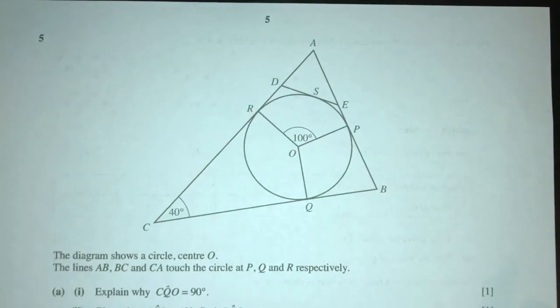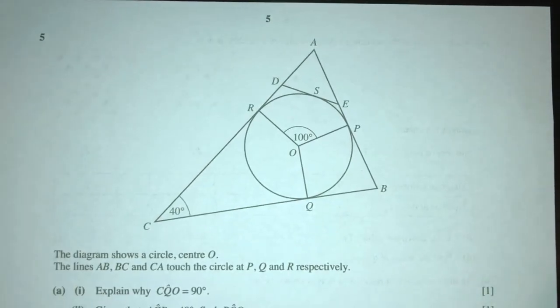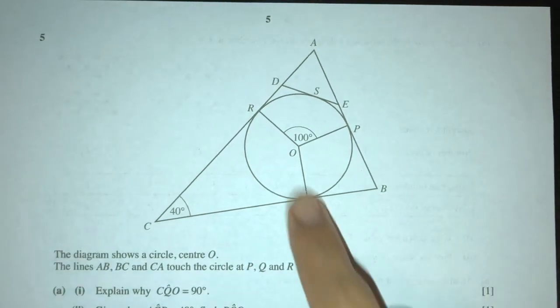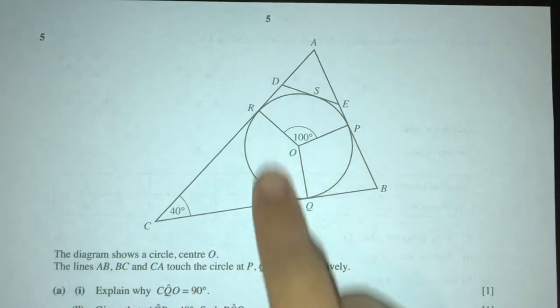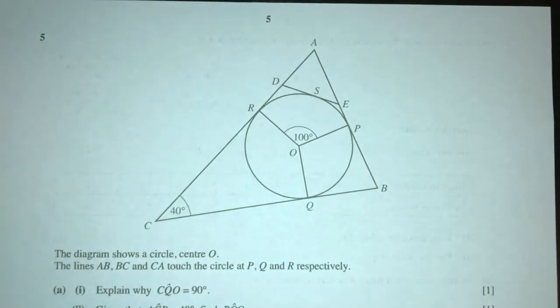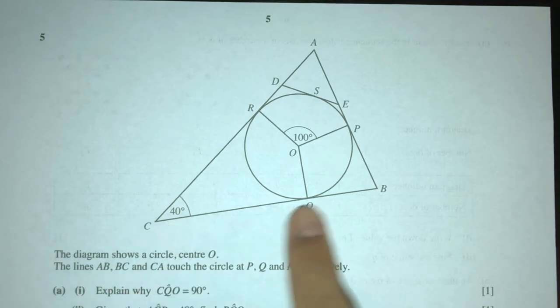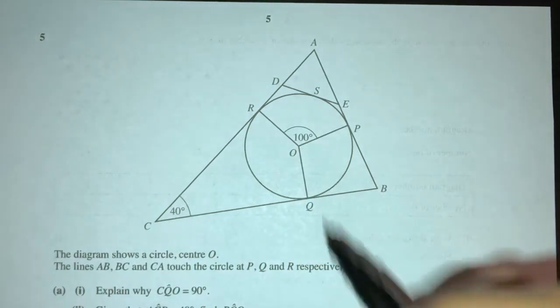Let's move on to question number 5. So here we have triangle ABC, and we have a circle inside touching R, P, and Q, right? So this is circle center O. Now let's see what information we have. So first thing is, explain why angle CQO is 90. So CQO is 90.